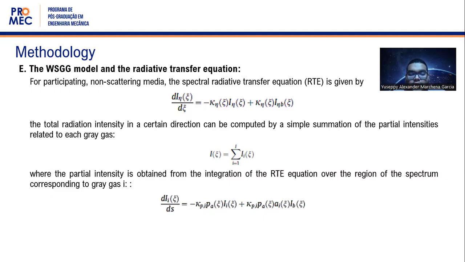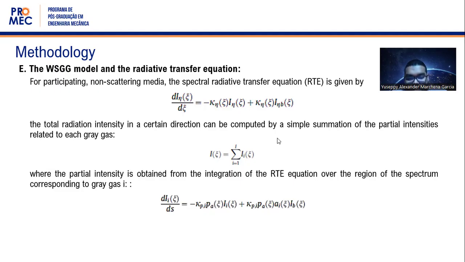So let's continue. The radiative transfer equation for non-scattering participating media is described by this equation, which accounts for local absorption and emission by the medium. We can see here, right? Where I eta is the intensity and I eta B is the intensity of a black surface. To obtain the total radiative flux, the RTE must be integrated over the entire spectrum and over all directions.